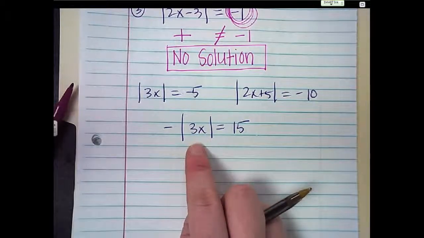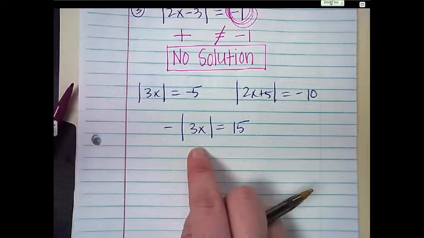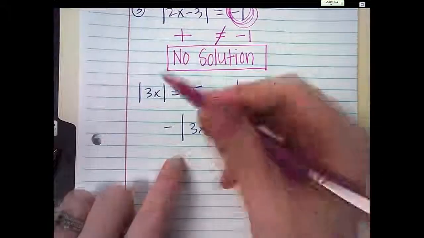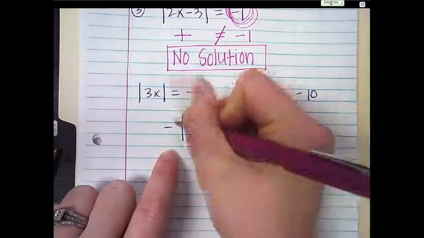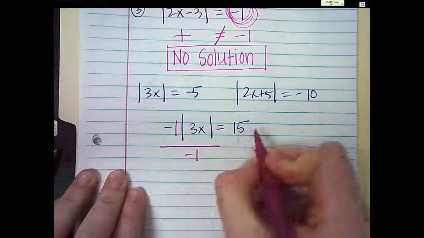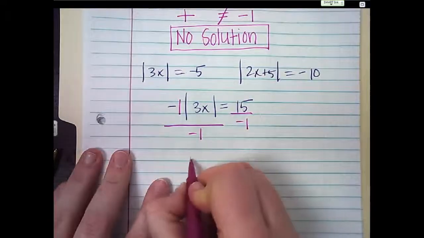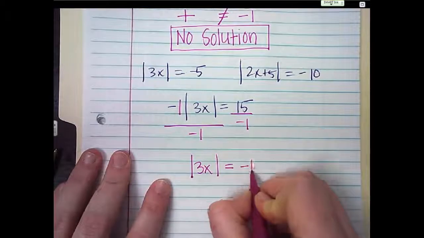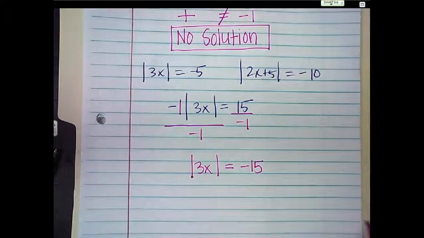Isolate the absolute value, okay? What is in front of this right here? A -1. How do I get rid of it? Divide by -1. So now I have absolute value of 3x equals -15, so it is no solution.